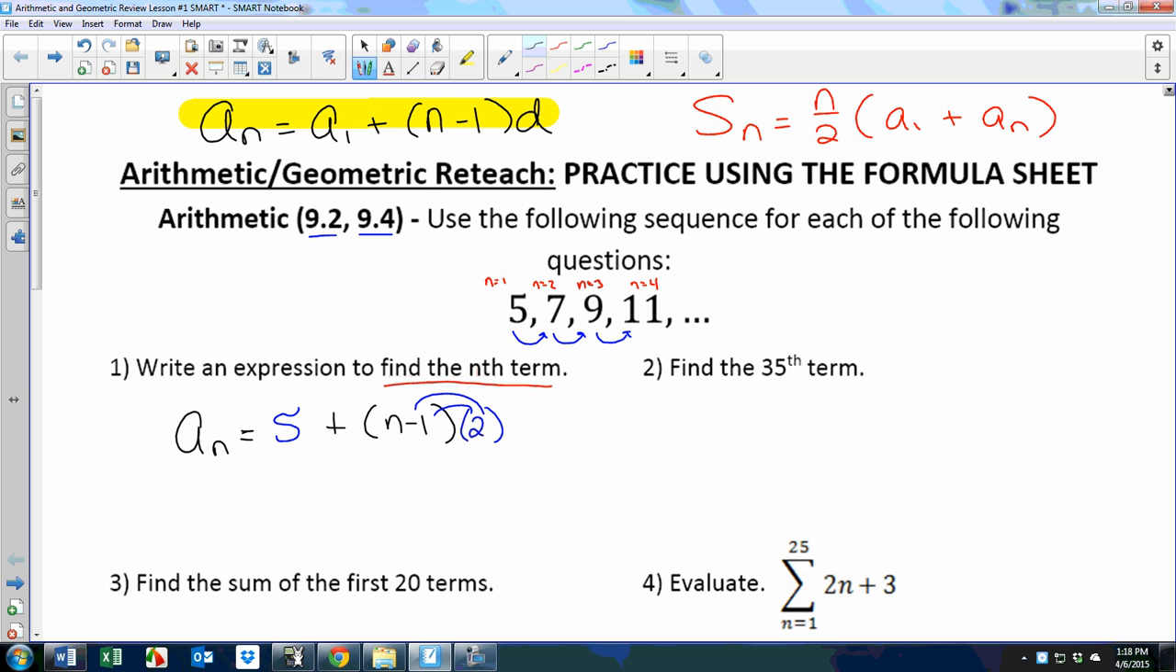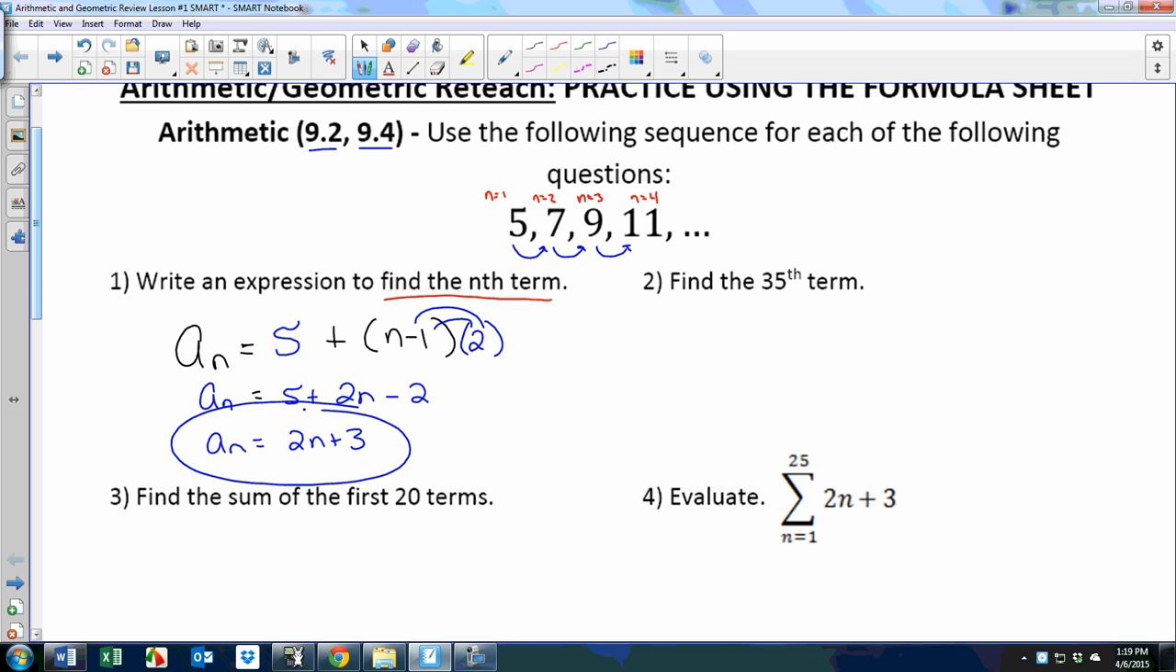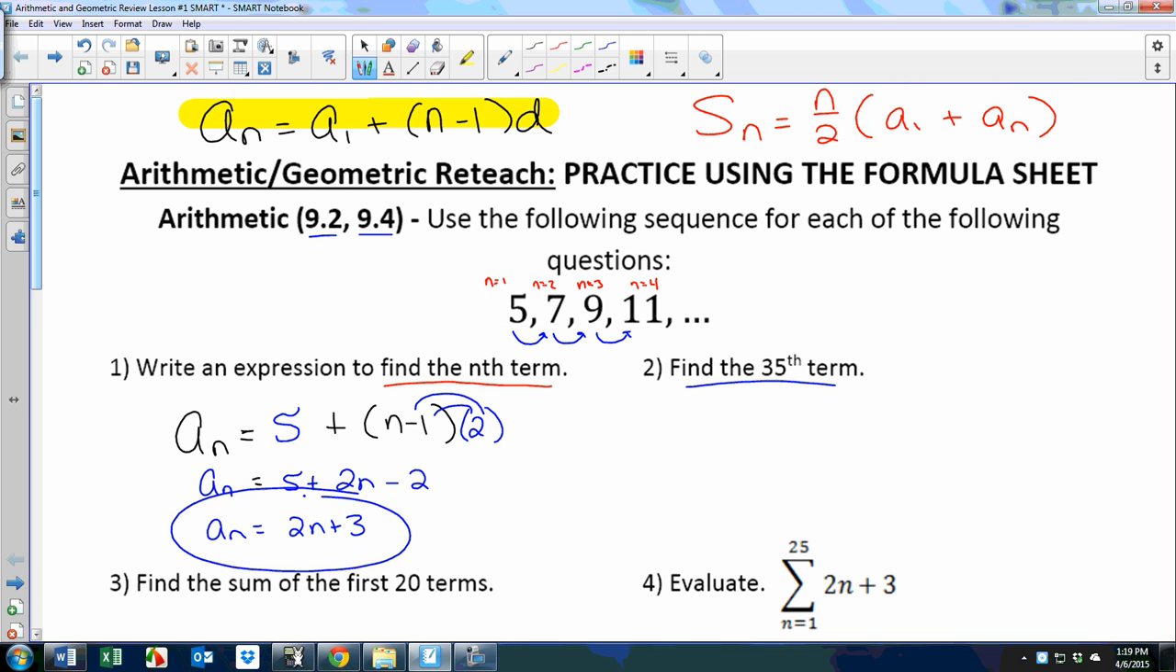So you distribute your 2 and combine like terms. You get 5 plus 2n minus 2, or just 3 plus 2n. I like to write that as 2n plus 3, which it doesn't really matter which way, but a sub n equals 2n plus 3. That's a formula for any nth term. I'm going to now use the arithmetic sequence formula to find the 35th term.